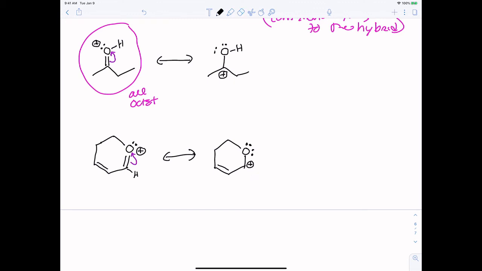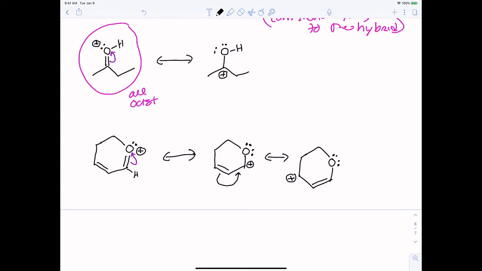There's actually another structure for this one. I have pi electrons here. I have an atom that has a formal charge that's non-octet, so I can move those over. I now have the double bond there, and my positive charge is on this carbon.